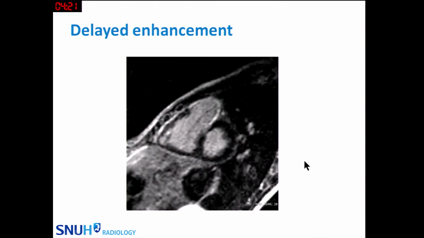And delayed enhancement MRI is quite famous for showing myocardial infarction. That is delayed enhancement, and it was originally introduced to see the infarct myocardium. But nowadays it can be used for any fibrosis and also some RV pathology. In this patient, the RVOT shows very diffuse enhancement. That means diffuse fibrosis in the RVOT.